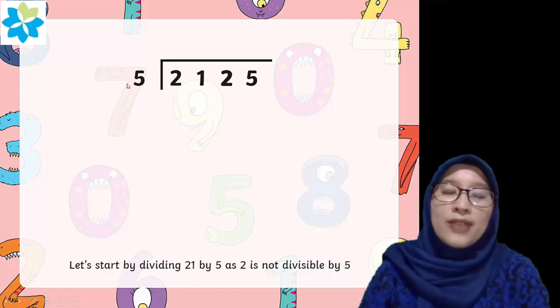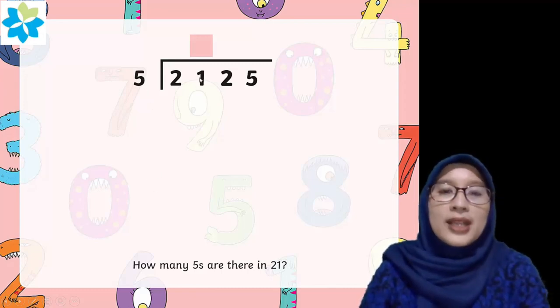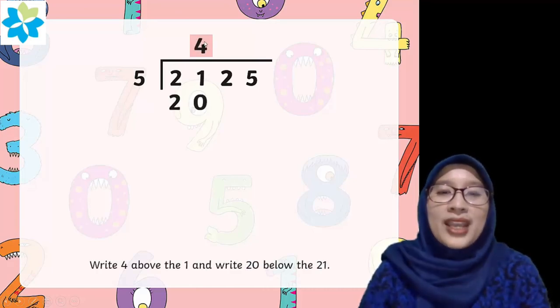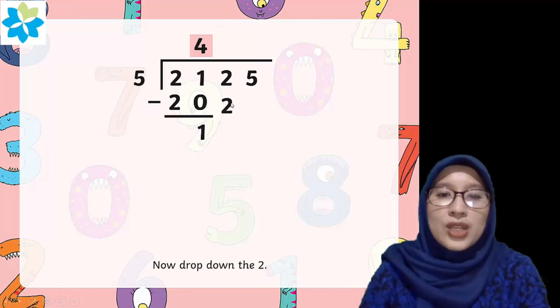21 divided by 5. How many 5s are there in 21? Butuh berapa kali 5 untuk mendapatkan 21 atau paling tidak mendekati. Okay, and we get 4. And then let's count 4 times 5 equals 20, right? And then put here, and let's subtract 21 by 20. Sekarang kita kurangkan, and the result is 1. And then let's drop 2, jatuhkan 2, letakkan di sampingnya angka 1 di sini.